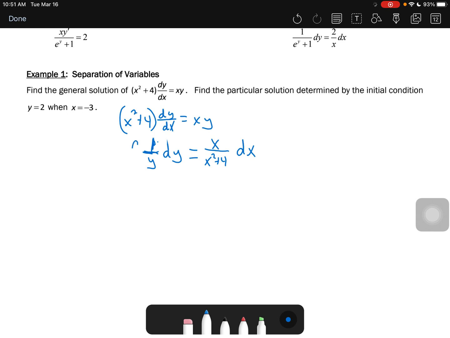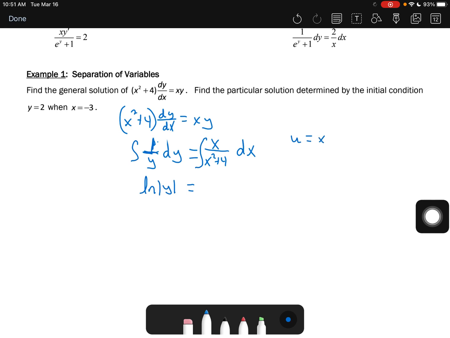Now that the variables are separated, I can integrate each side. Okay, so I'm going to take the antiderivative of each side. And the left side of the equation, we've seen this one a lot. That's just going to be our ln of absolute value of y on that side. And on the right side, this is going to be a little more involved. I think we'll have to use a u substitution for this, since I can see the degree of the numerator is 1 less than the denominator, and I only have the one term up there.